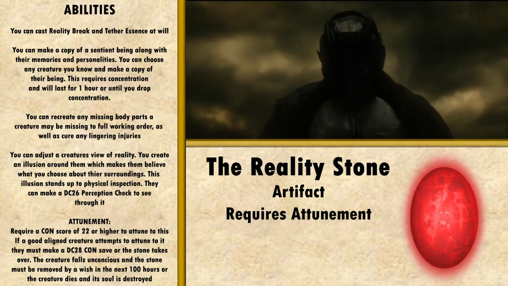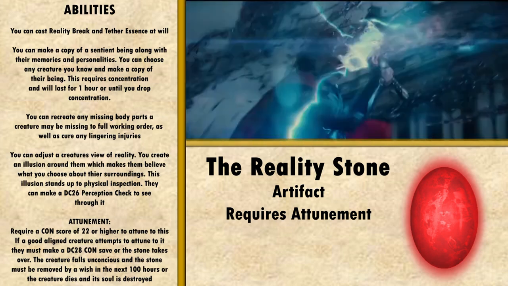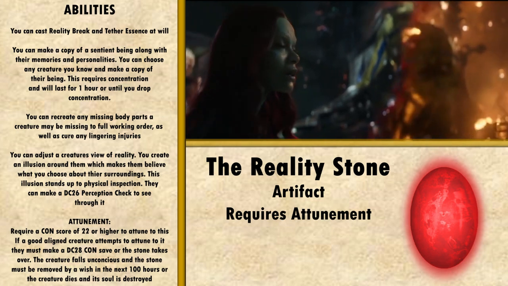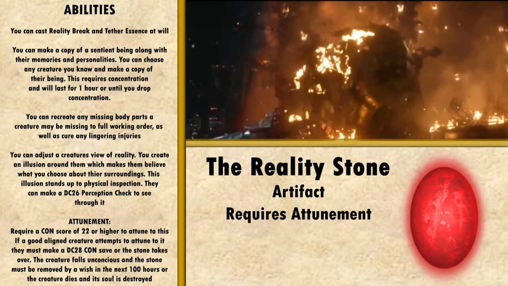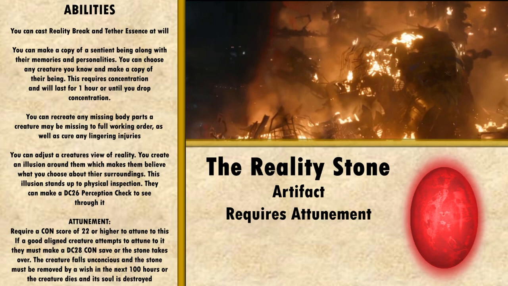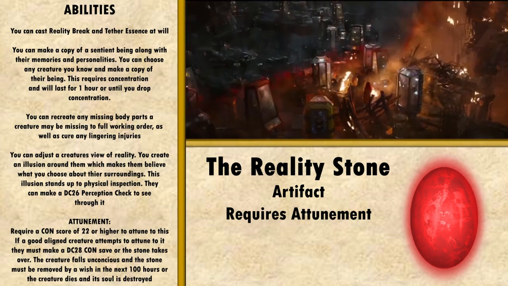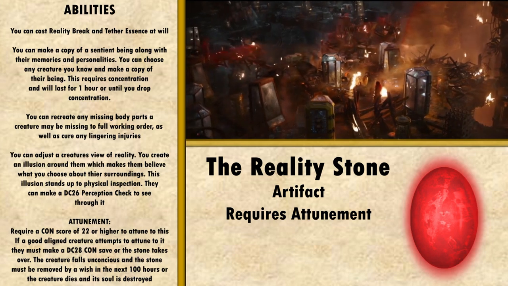This means that you can create an illusion around a creature to change how they perceive their surroundings. If the creature wants to break out of the illusion, they must make a DC 26 perception check. If you are wanting to attune to this stone, then you must have a constitution of at least 22.